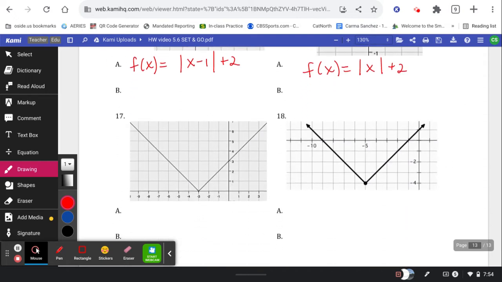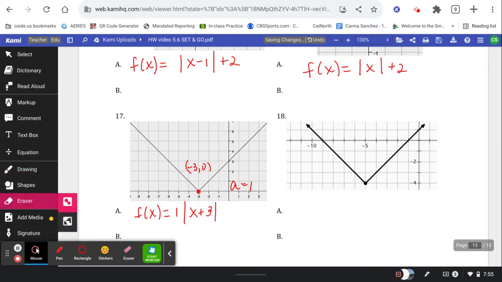Okay, absolute value function here. This is at -3, 0. Slope is 1. a is 1. So f of x, don't need the 1, but we could put it, x minus a negative 3, plus 0. So we don't need the 1. You can put it if you want, and we don't even need the plus 0 at the end. You can have it if you want, but we don't need it.